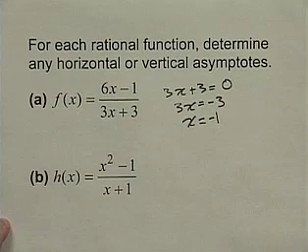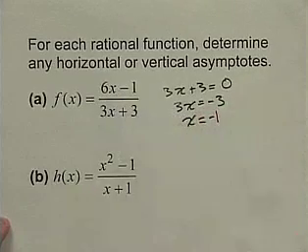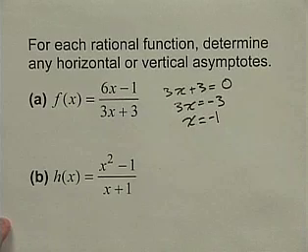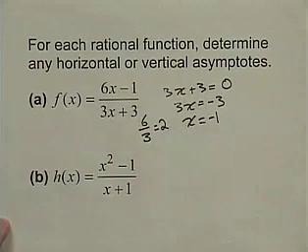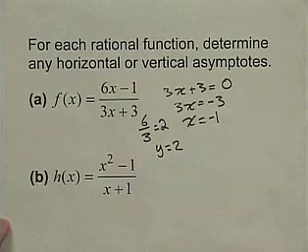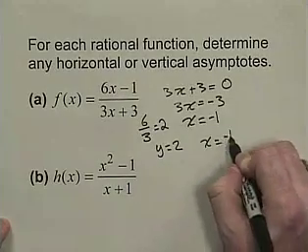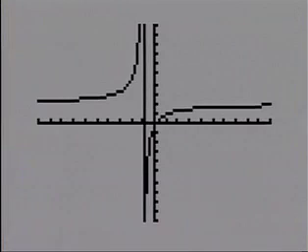As far as our horizontal asymptotes go, we have degree 1 polynomials on the top and the bottom. So the horizontal asymptote will be 6 over 3, or 2. So we should have a horizontal asymptote at y equals 2 and a vertical asymptote at x equals negative 1. If we look at our graph that we had earlier, you can see that there is in fact a vertical asymptote there at x equals negative 1, and if you count up 2, you should be able to draw a straight line through y equals 2, and that would be your horizontal asymptote.